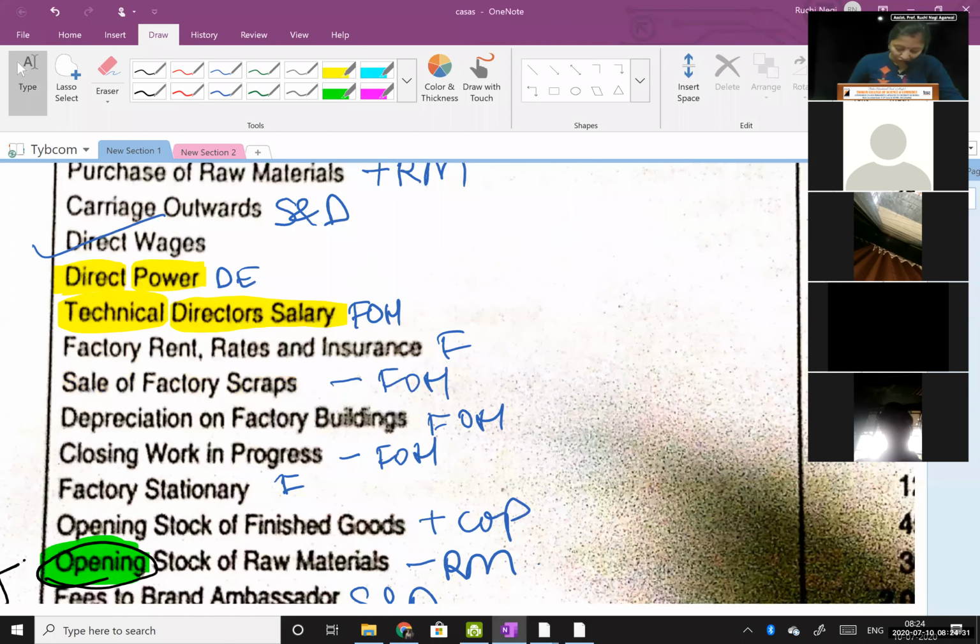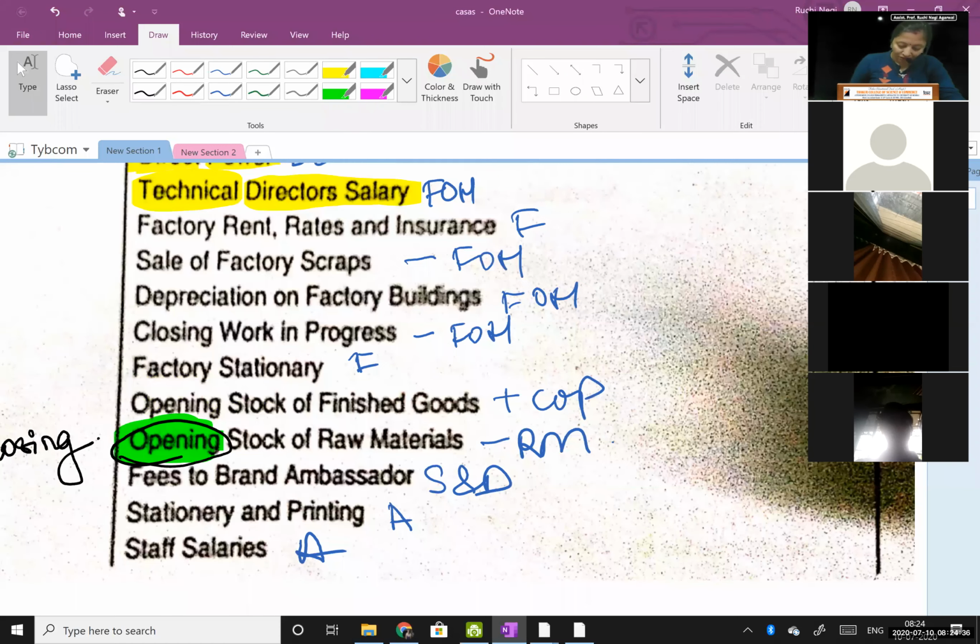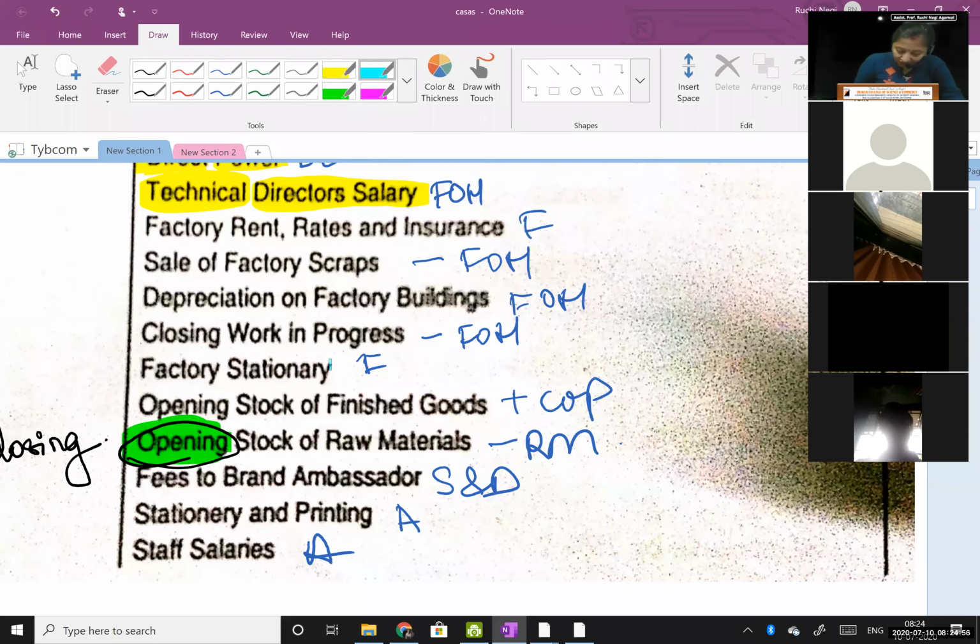Okay. Opening stock of finished goods, add to cost of production. And as I told you, this is a printing error. This is actually closing stock of raw material, so less from raw material. Then fees to brand ambassador, selling and distribution. Stationery and printing will go to admin. See the difference: this is factory stationery, and this is stationery and printing. I told you, if it is only stationery, it will go to office admin, and if it is factory stationery, then it will go to factory.